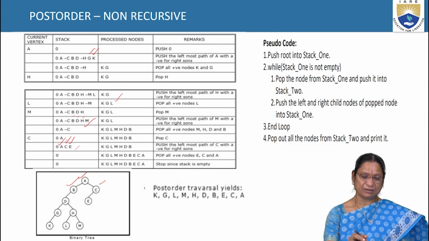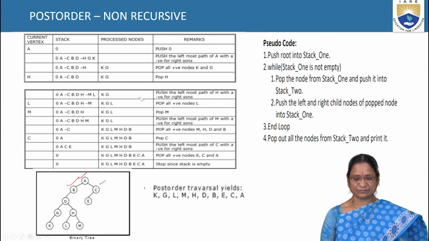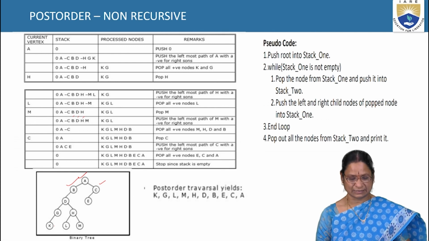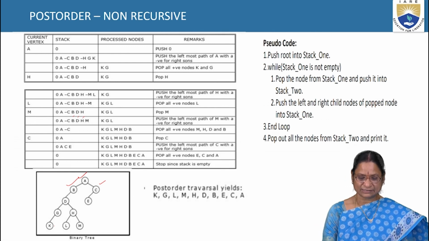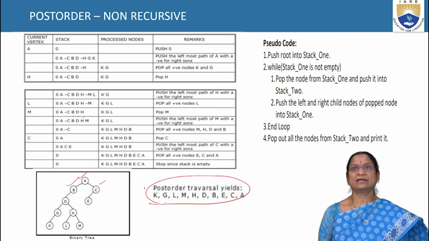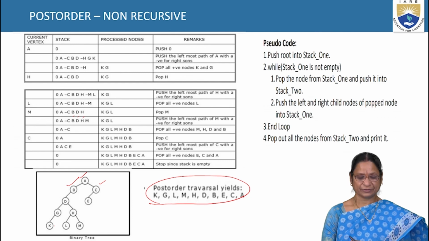So the stack becomes empty, and the pointer is already null, so both conditions are satisfied. So we will stop the process here. The order is K, G, L, M, H, D, B, E, C, A. Same as what we got manually in the previous slides.